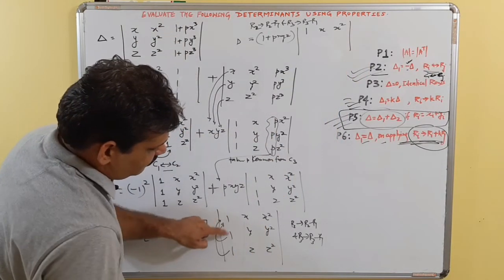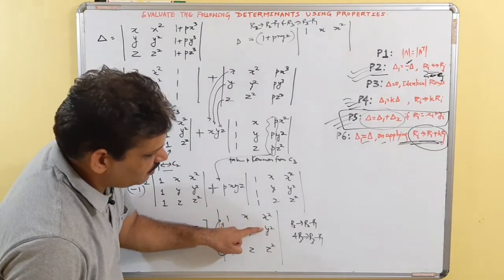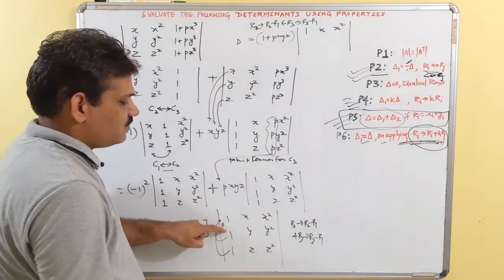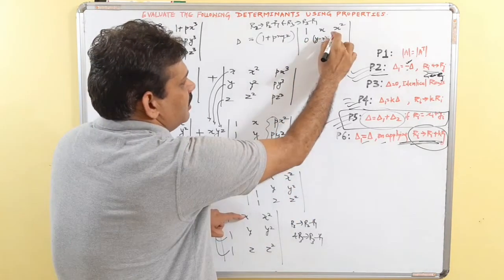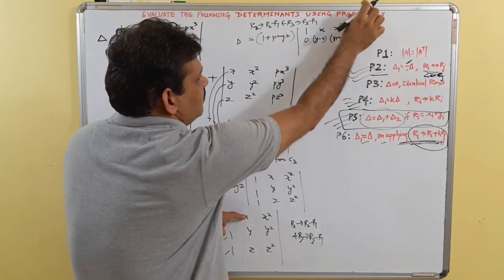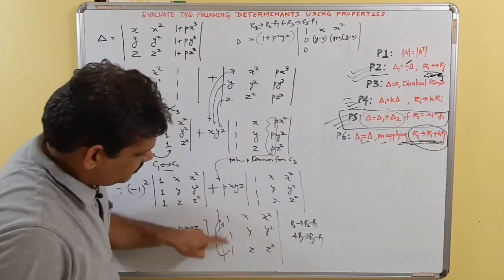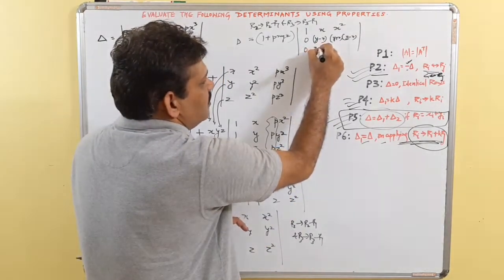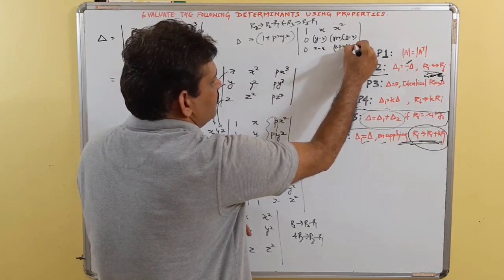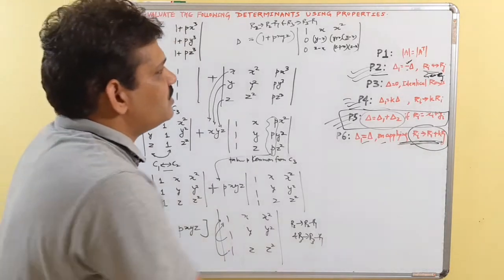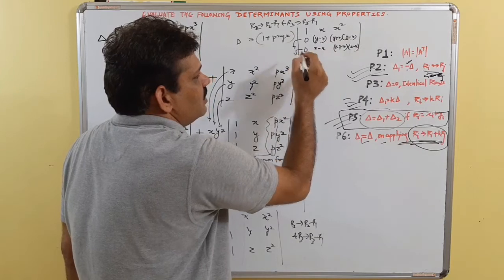R2 minus R1 will give me 0, y minus x, y plus x into y minus x. Y square minus x square will be factorized as y minus x into y plus x. So 1 minus 1 is 0. And here z minus x, and the factor of z square minus x square is z plus x into z minus x. Now what can you see common from this row? Y minus x, and from this row z minus x.